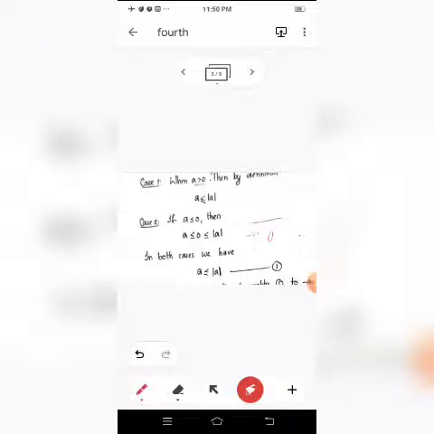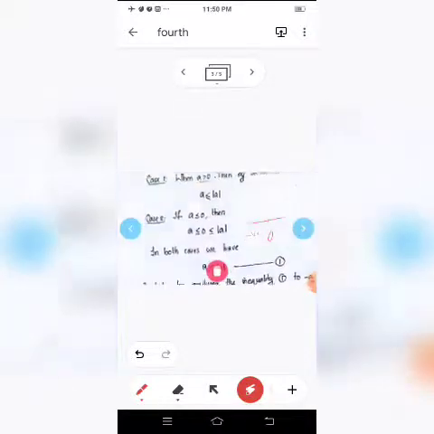Similarly, by applying the inequality 1, that is a less than or equal to mod a, to minus a, we substitute a equal to minus a in equation 1. Then we get, what will we get?